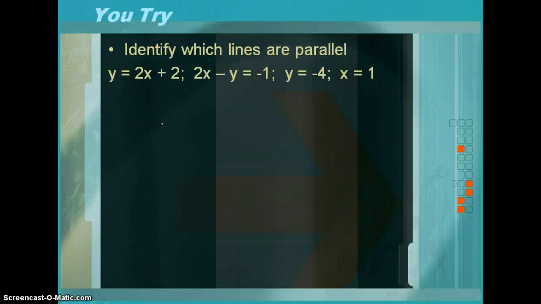So for yours, you need to identify which lines are parallel, if any are. You have y equals 2x plus 2; 2x minus y equals negative 1; and then y equals negative 4 with x equals 1. Simply show the slopes of each and just find the ones that have matching slopes. That is the end of the first video.